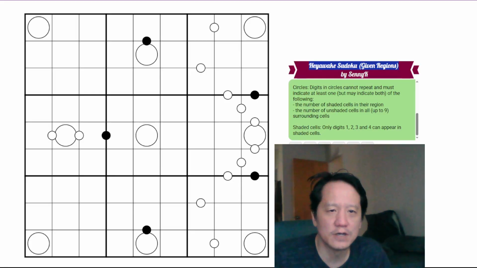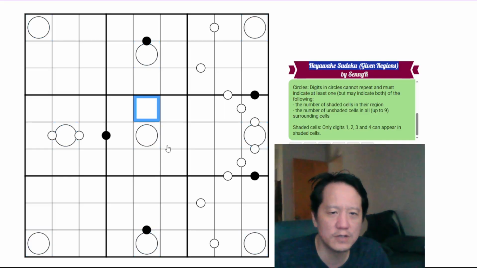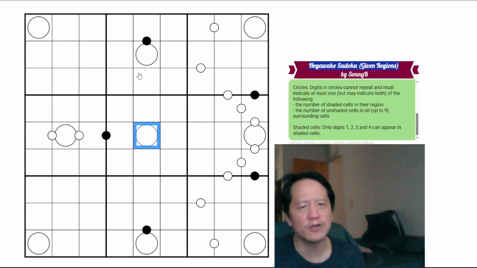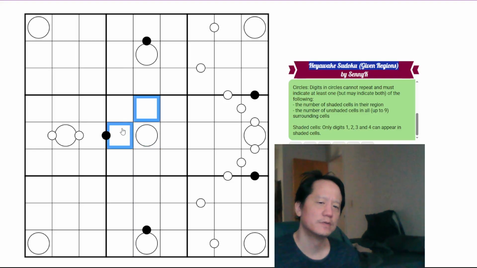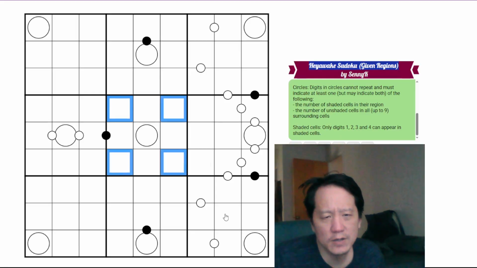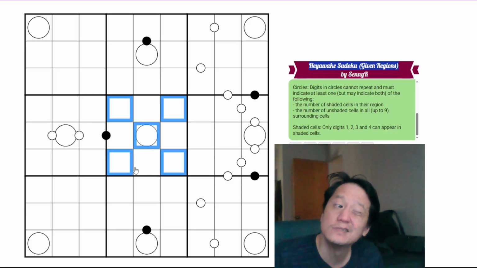Let's go. Okay, I'm not sure quite how to do this. How many shaded cells can you have in a region? I think 3 is the most. Oh, maybe you could have 4. Right? Yeah, you could have 4. I mean, technically you could have 5 also. That's possible.